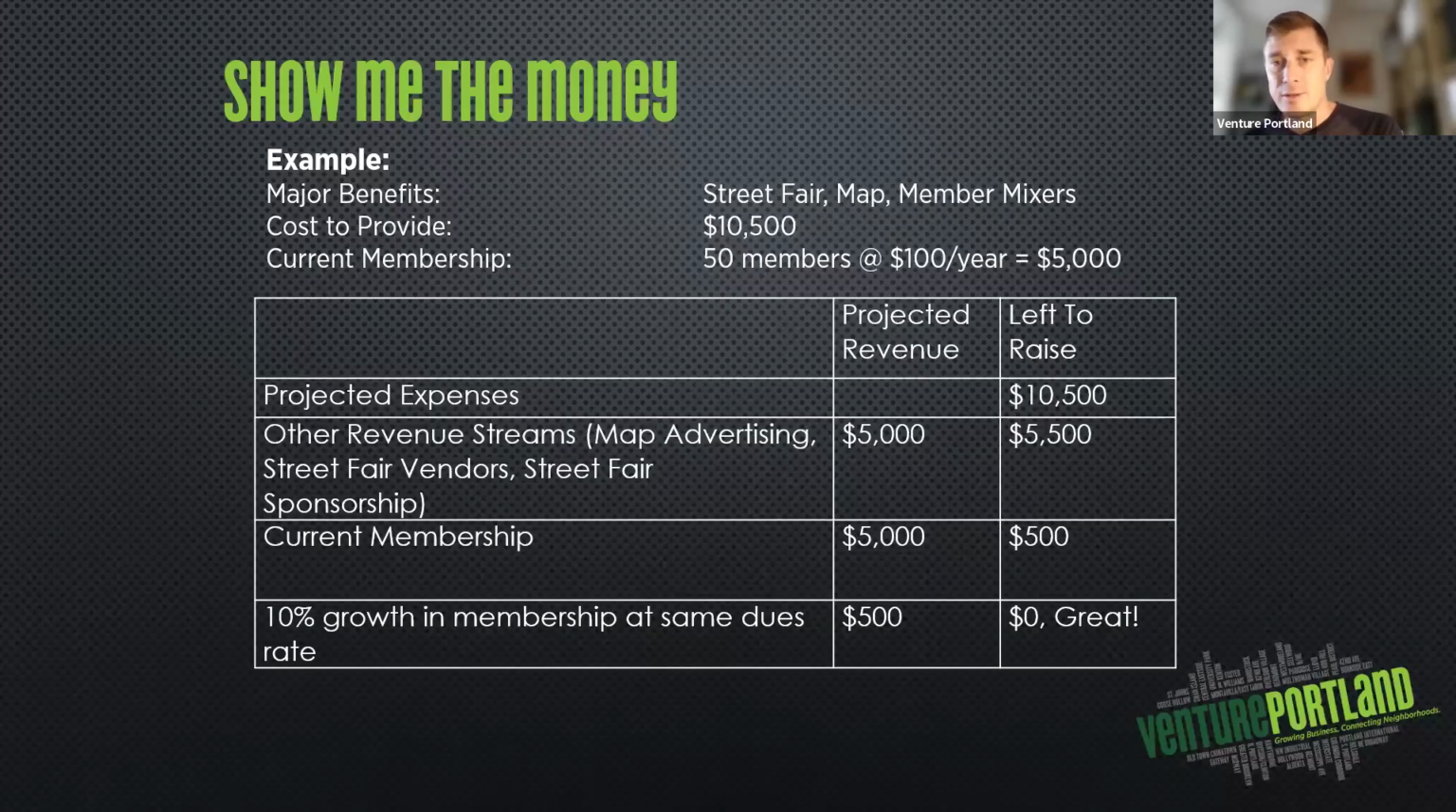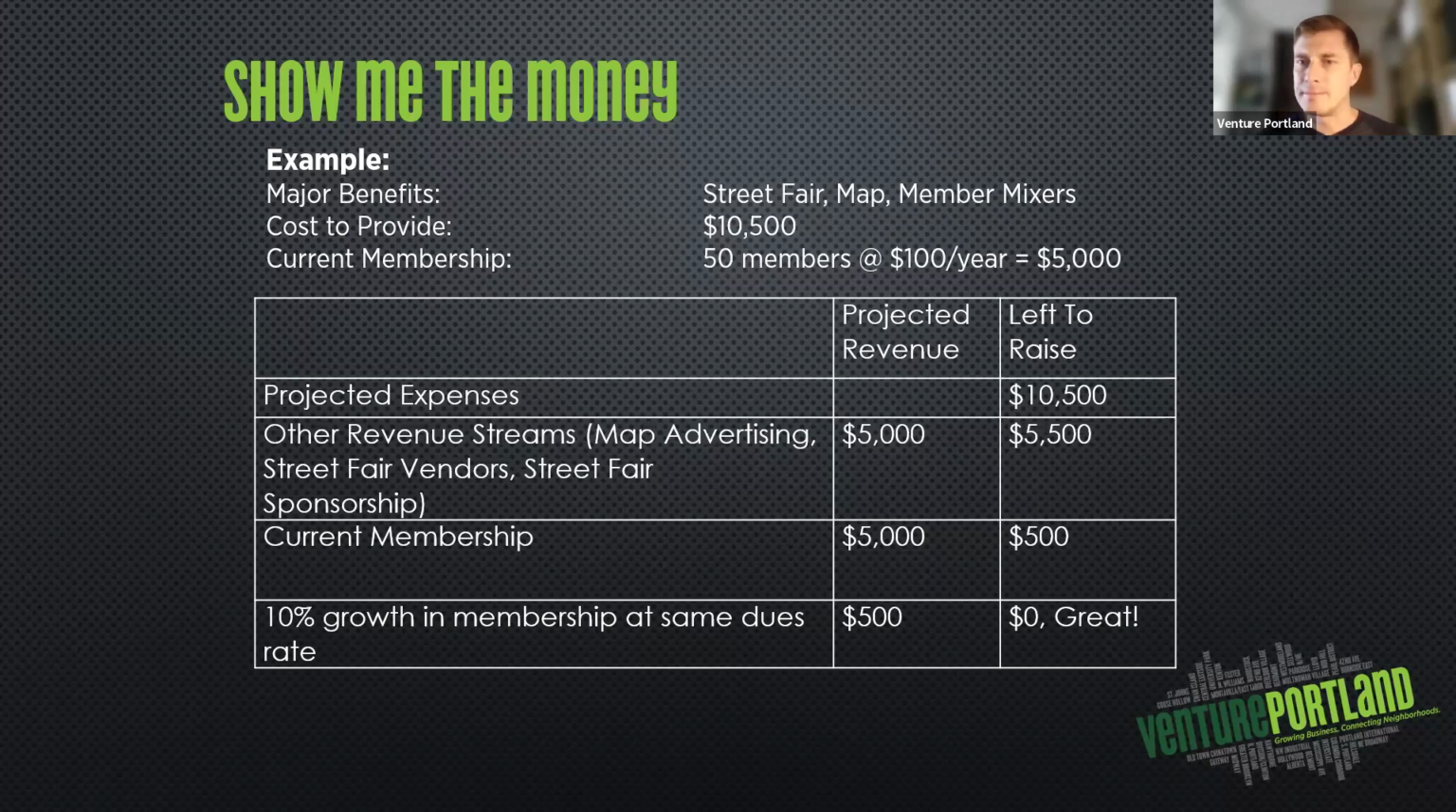Because you need $10,500 for your programming for the coming year, that leaves you with a $5,500 gap to fill. And you can fill that through other revenue streams. So maybe you're offering advertising space in your map or your website. You're collecting vendor fees through a street fair. You're maybe collecting sponsorship from some of the larger entities in the district. So let's say you're able to collect $5,000 in all those different things over the course of the year. So now you're up to $10,000. So you've got a $500 gap to fill.